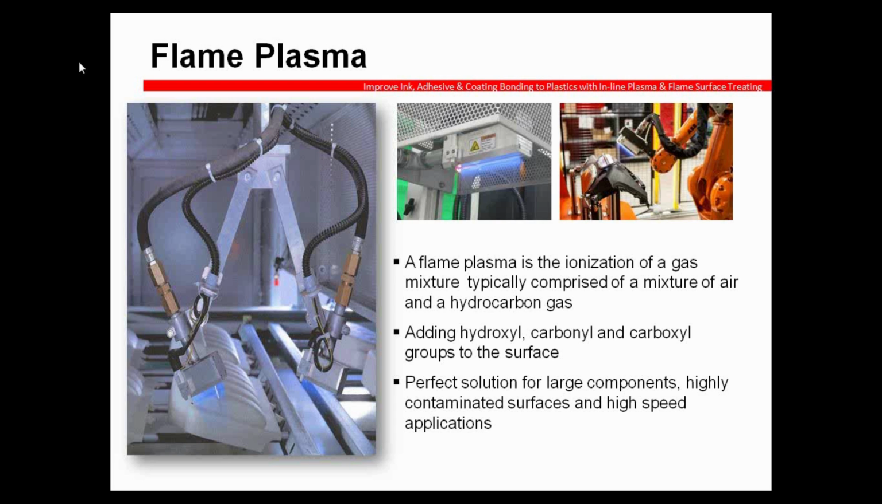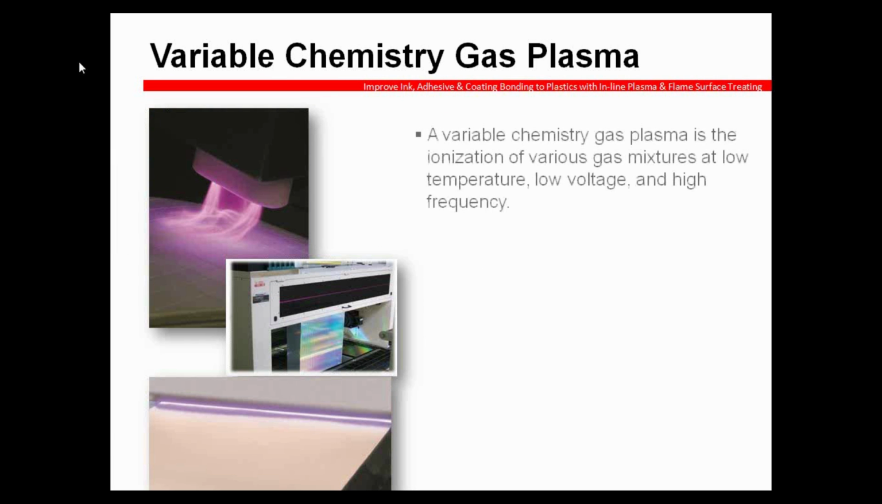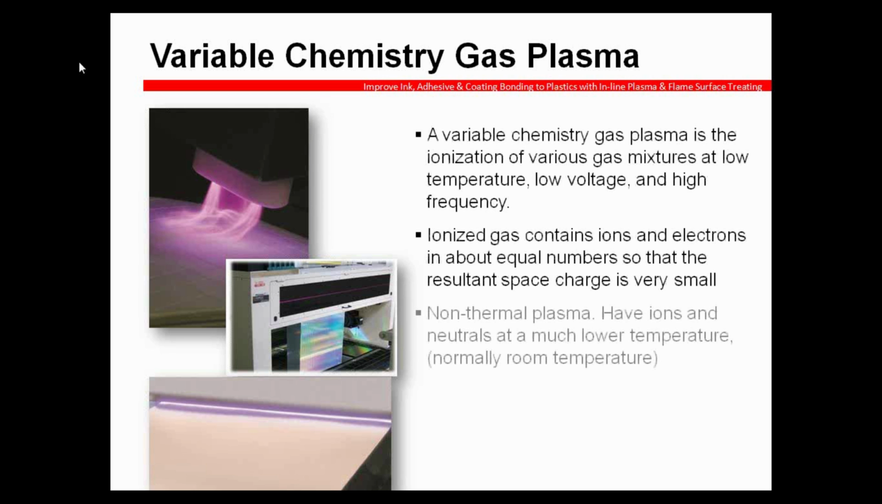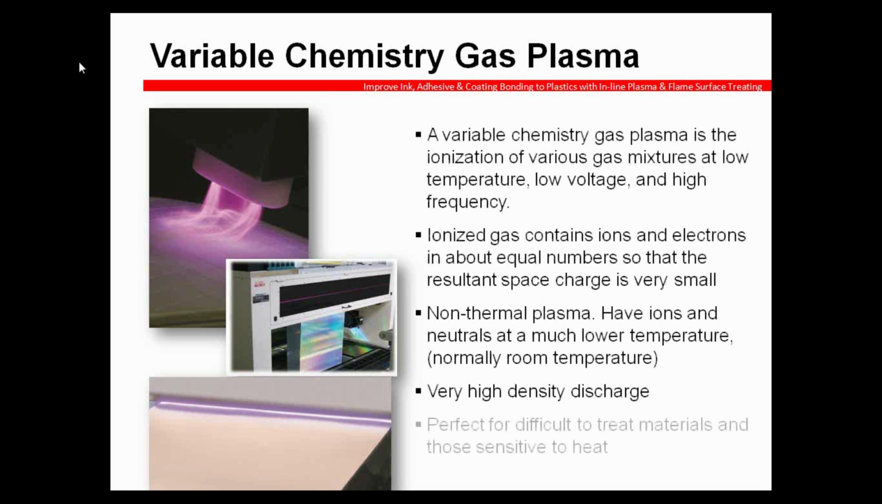And then the third type of surface treatment or atmospheric treatment available is the variable chemistry gas plasma. This is actually using different types of gas chemistry. So not necessarily a natural gas or propane, but maybe we're using an argon, a helium, something else into the mix. We're ionizing those molecules and bombarding the surface.